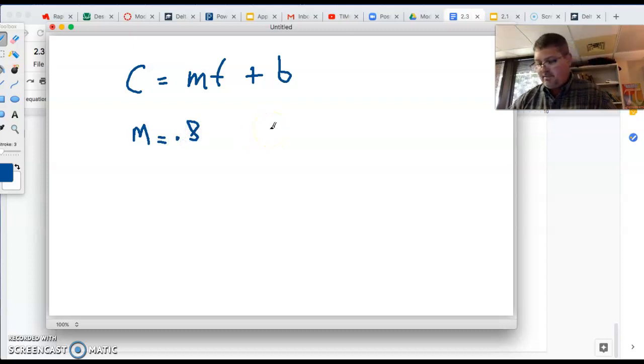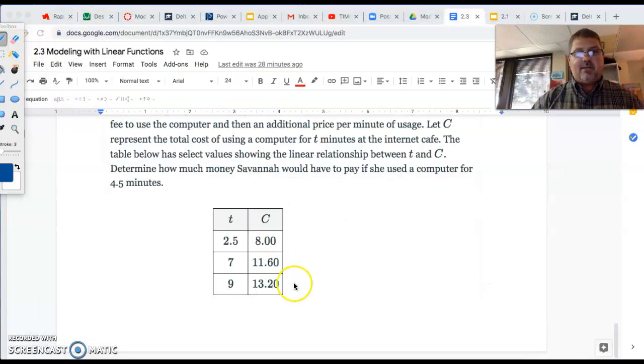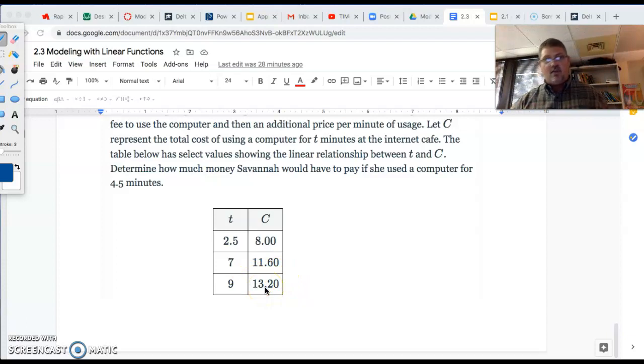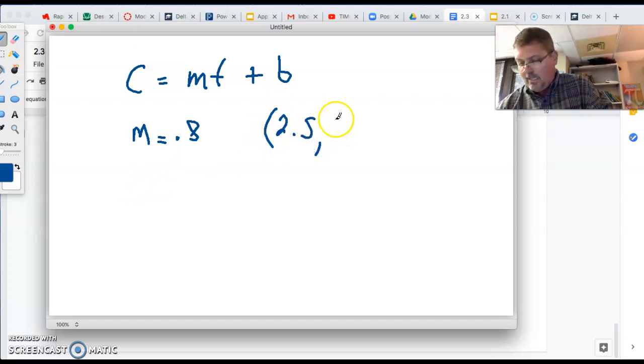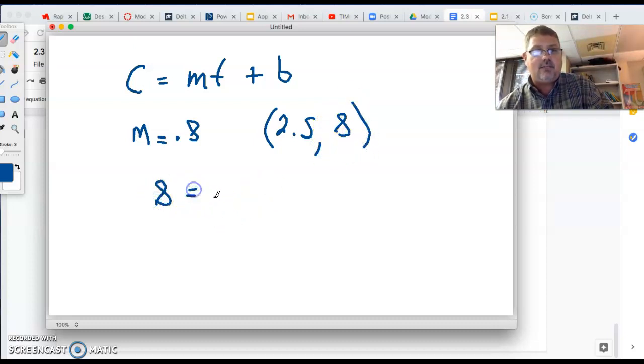All right. Now the next part of this is writing an equation of a line, like you've done so many times. But you've got to pick one of these ordered pairs and just go with it. Substitute this in for y, this for x, and use the slope you just found. So I'm going to pick that first ordered pair because the numbers are a little bit smaller. So we're going to pick 2.5 and 8. And I'm going to write y, which is c, equals m x plus b.